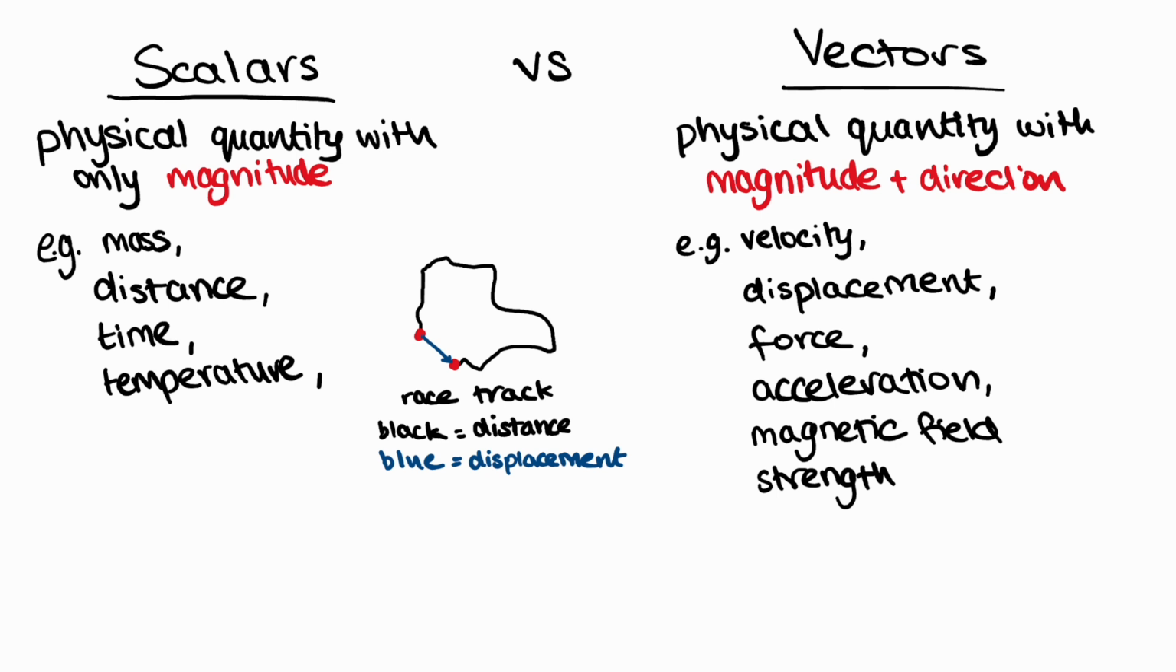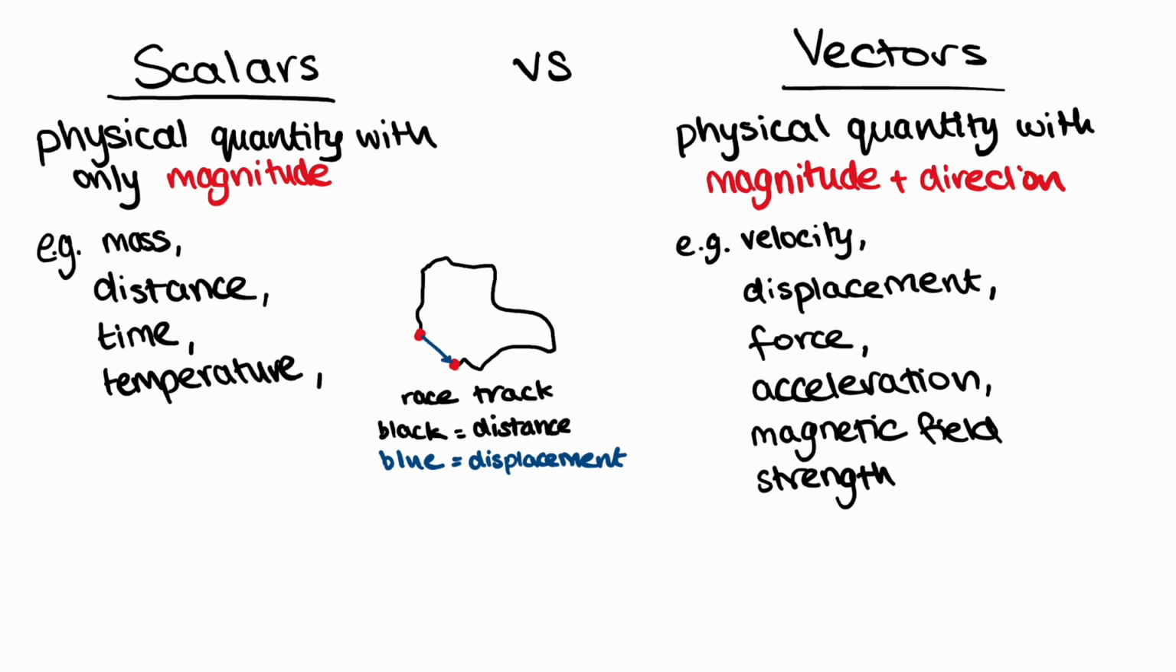First, I'd like to distinguish between scalars and vectors. Scalars are a physical quantity with only magnitude and no direction, examples being mass, distance, time, and temperature. Whereas vectors are a physical quantity with magnitude and direction. This includes velocity, displacement, force, and acceleration, and so on.